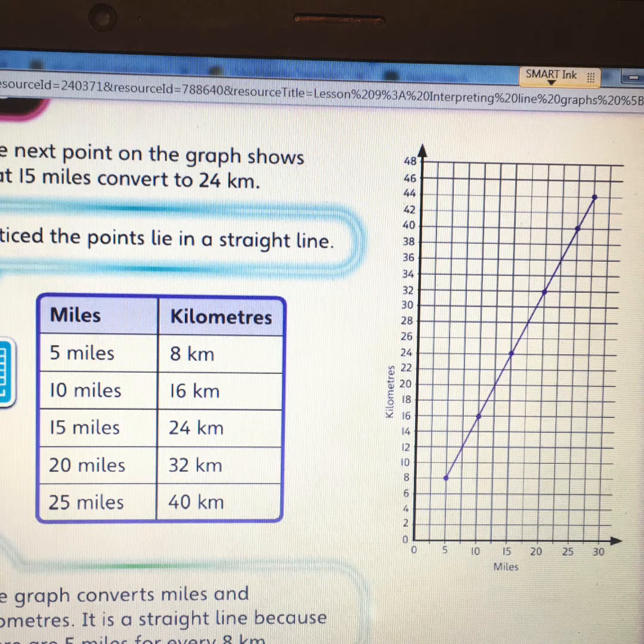So for example, I can see that 20 miles, if I go up till I hit the line, go across, should be 32 kilometres. And I see that 25 miles is the same as 40 kilometres. Nice and easy. I'm now going to use this graph to work out 44 kilometres. That was question B. So if I go up to 44 kilometres, go across and then go down, it's in between 25 and 30. Okay, it's halfway between 25 and 30. Halfway between 25 and 30 would be 27.5 miles. Well done if you got that right.